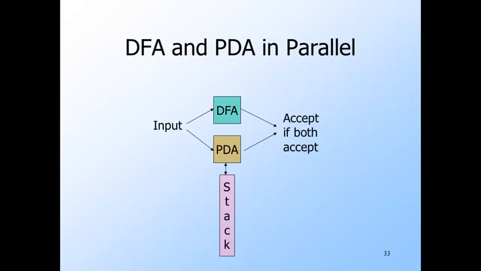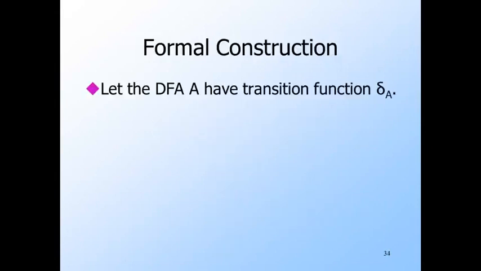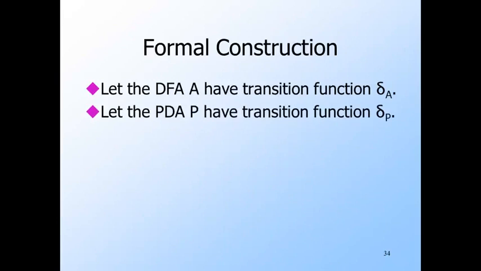Here's the picture of a PDA and a DFA running in parallel. We can combine the states of the two automata to make one state for a new PDA. It manipulates the stack of the original PDA and feeds inputs to both the original PDA and the DFA. It accepts if both the PDA and the DFA accept. To give the construction of the new PDA, let the DFA have a transition function delta A, and the original PDA will have a transition function delta P.